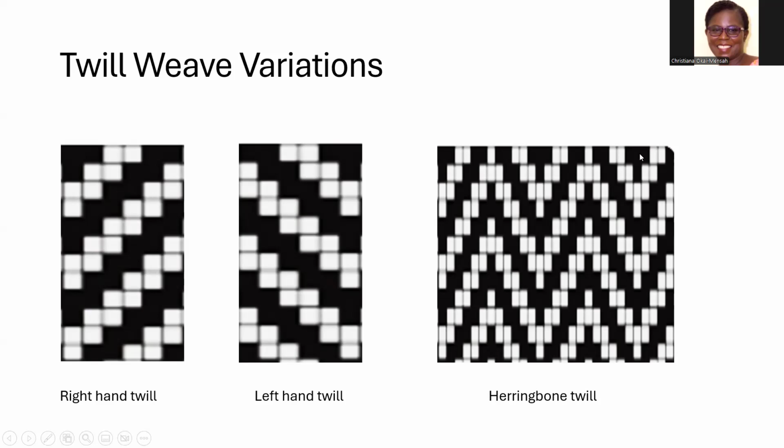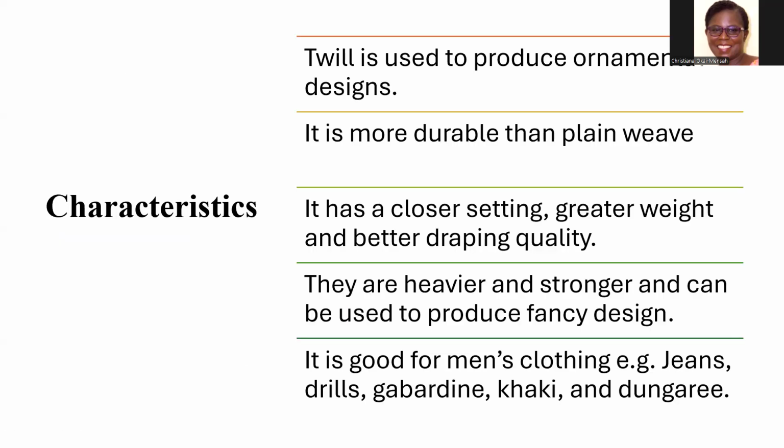Have you seen it? The zigzag that you're seeing here is called a herringbone weave. So all these are variations in the twill weave. The twill weave can go in different directions and you can put them together. When you put them together, it produces a herringbone. You have different types, yes. So I want you to also go and practice.